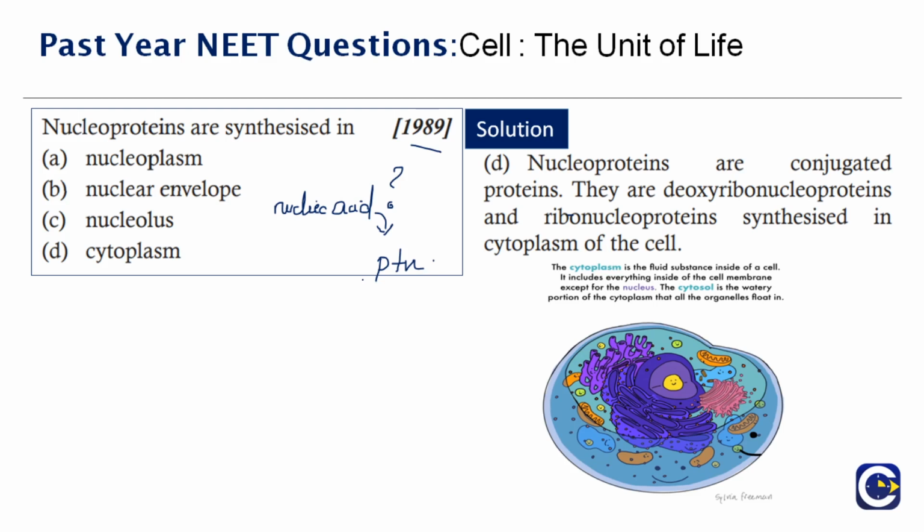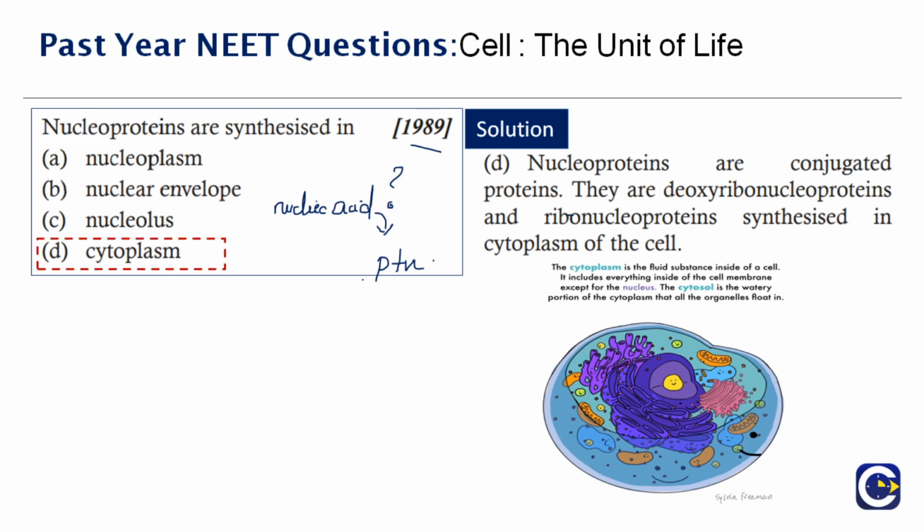I have given you a small diagram here which shows the cytoplasm. What is cytoplasm? It is a fluid substance inside a cell. It includes everything inside the cell membrane except for the nucleus. The cytosol is the watery portion of the cytoplasm where all organelles float within the cytoplasm.